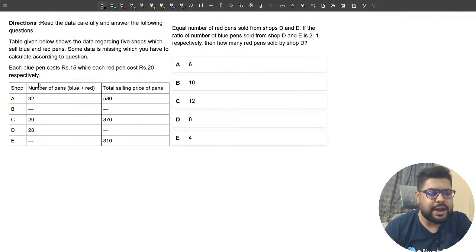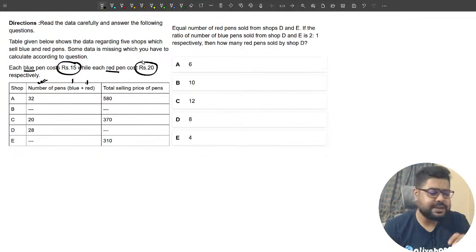Sir, the total number of pens is given. And what does the total number of pens mean? It means blue and red, so 2 types of pens. Now each of the blue pens is 15 rupees. Each of the red pens is 20 rupees.